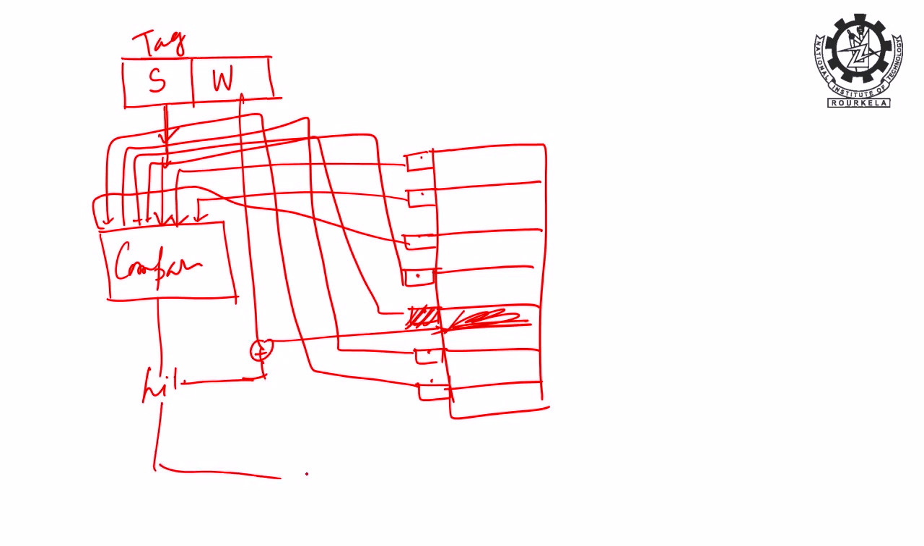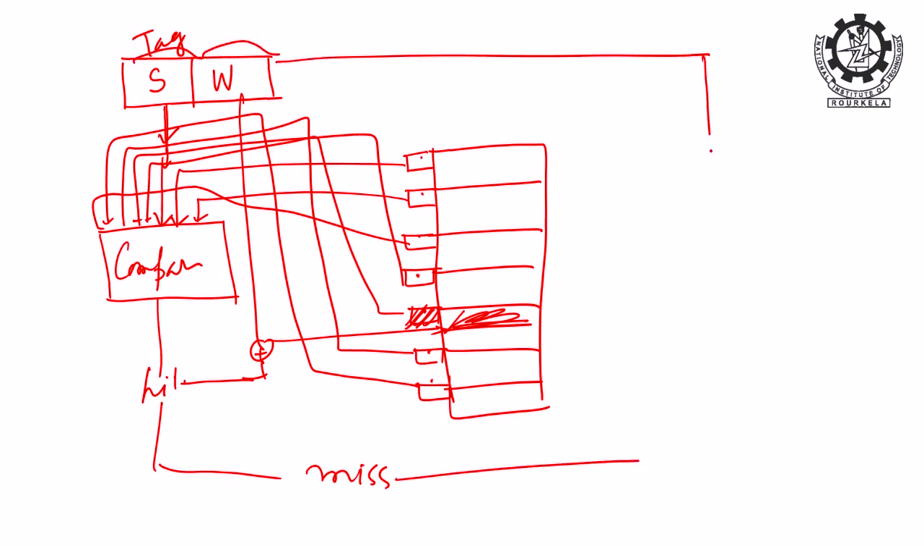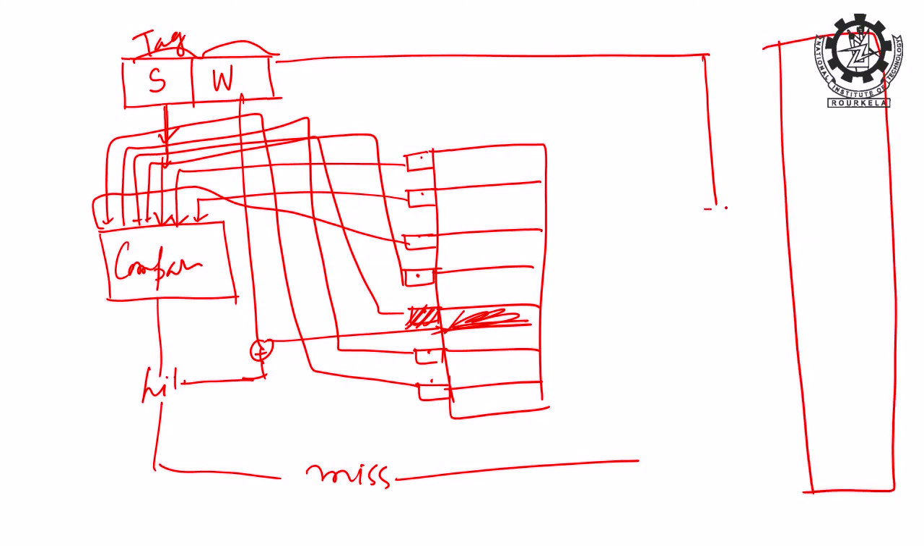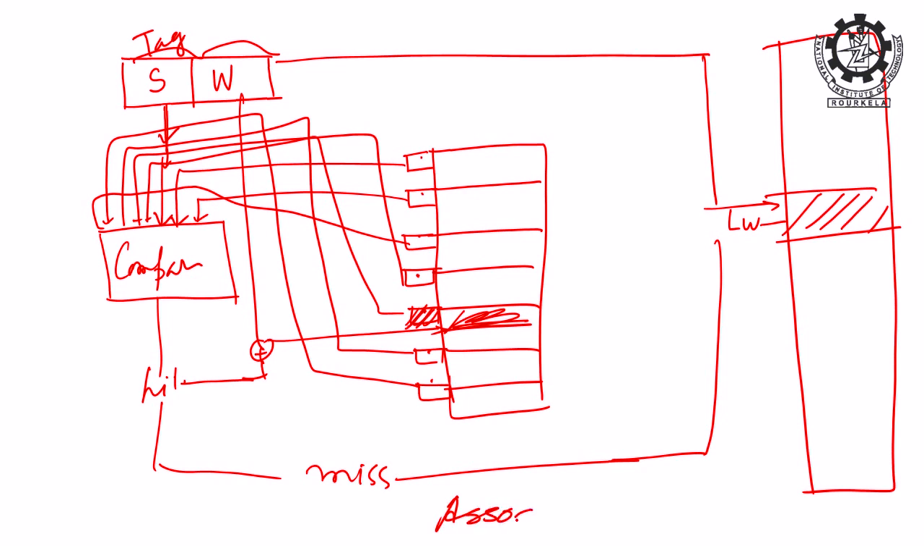If it is a miss, then this entire block will come here from the big main memory. So, here it will work. This is an example of associative mapping.